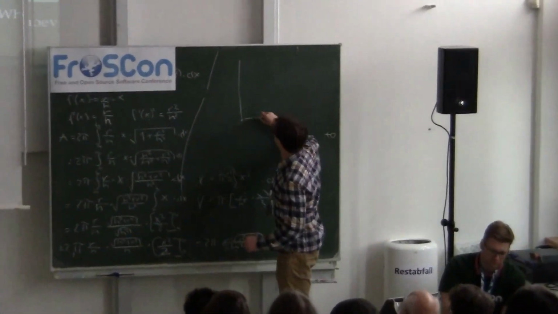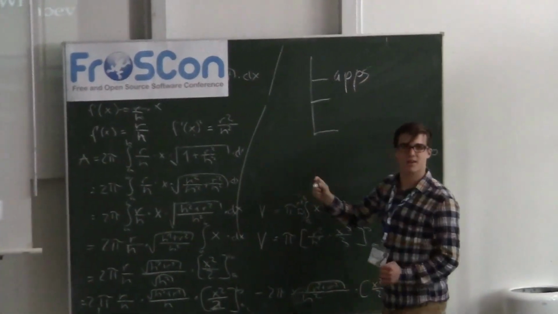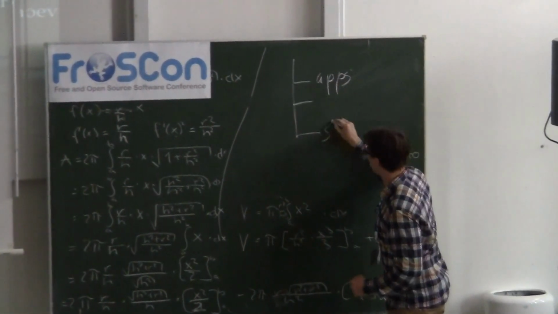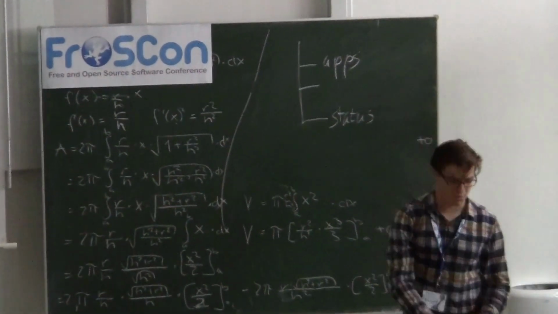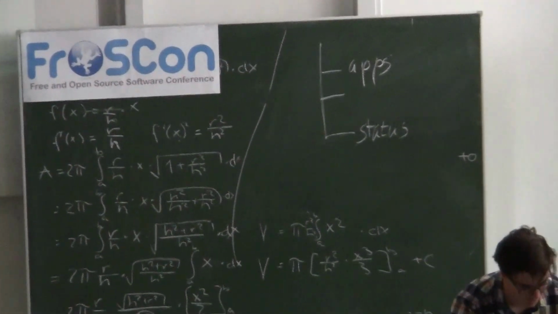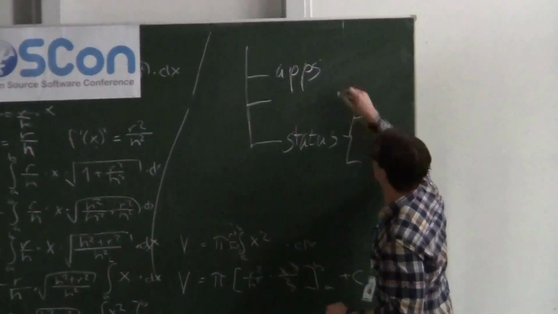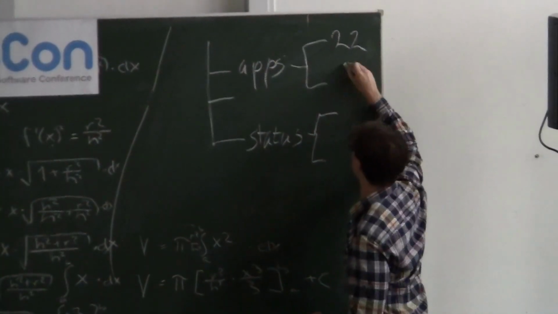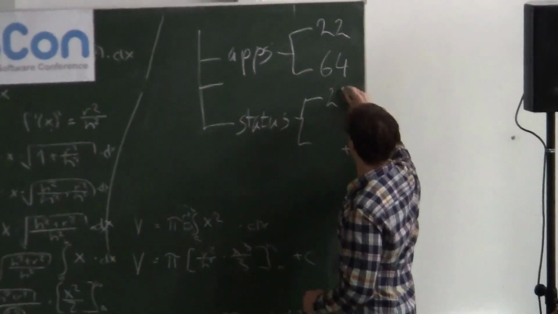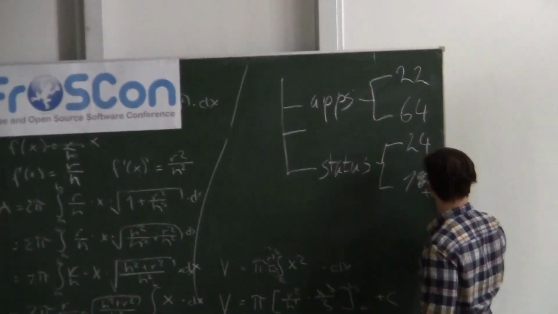We have contexts like apps, which include the application icons, and then maybe status icons, for the status bar, something like that. And then we have nested folders, which include different resolutions, for example.